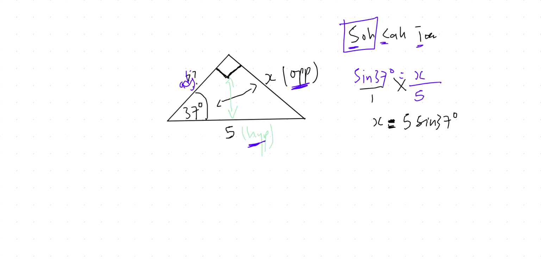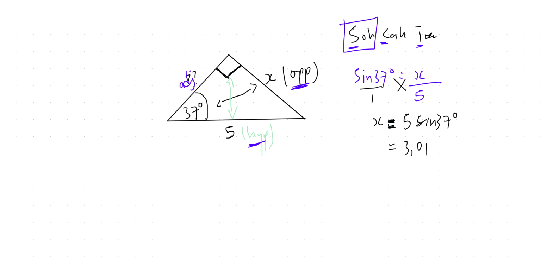From here, we're just going to do calculator work. I hope you have your calculator and it is in the correct mode, degree mode. You press that, I get a very nice number, 3.001. If I round this to 2 decimal places, I should say 3.00, like that.